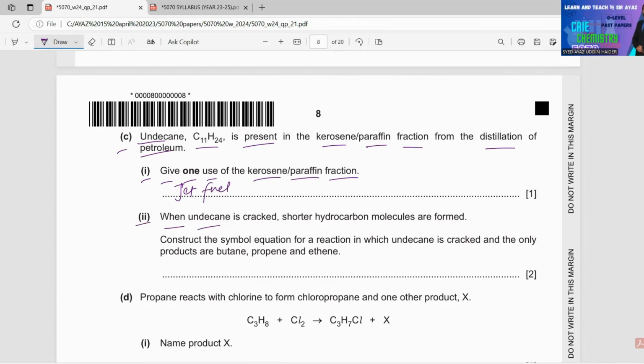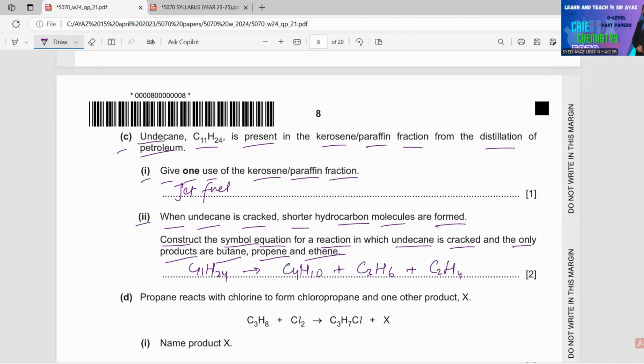Number 2, when undecane is cracked, shorter hydrocarbon molecules are formed. Construct the symbol equation for a reaction in which undecane is cracked and the only products are butane, propene, and ethene. So the formula of undecane is C11H24. You know the formula of butane, it's C4H10, propene C3H6. What about ethene? C2H4.